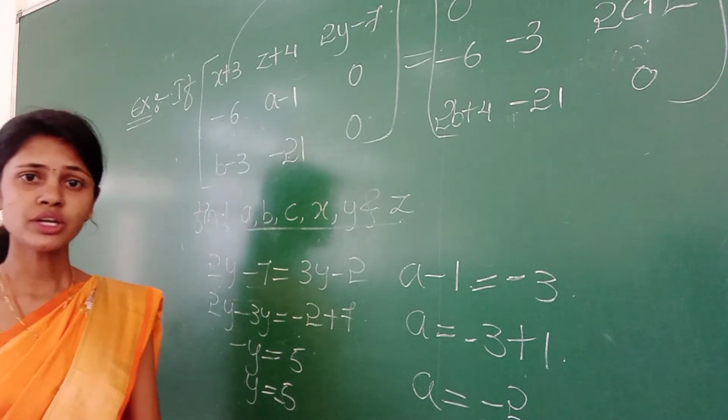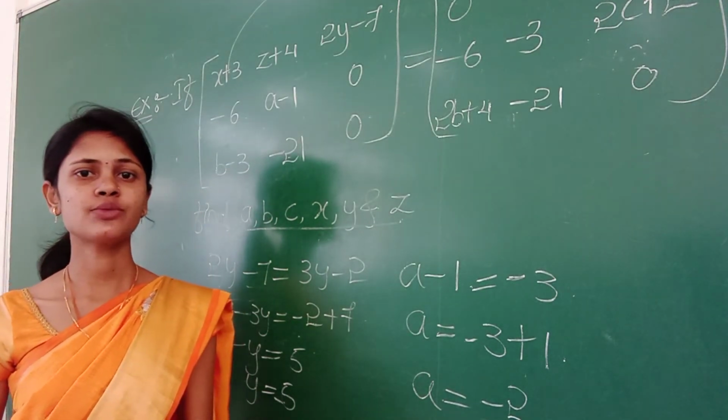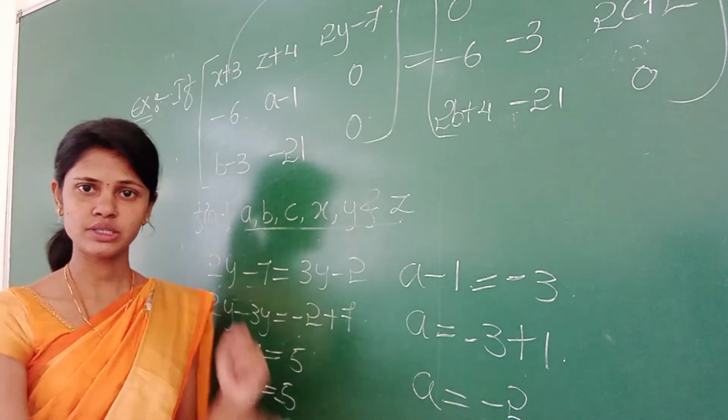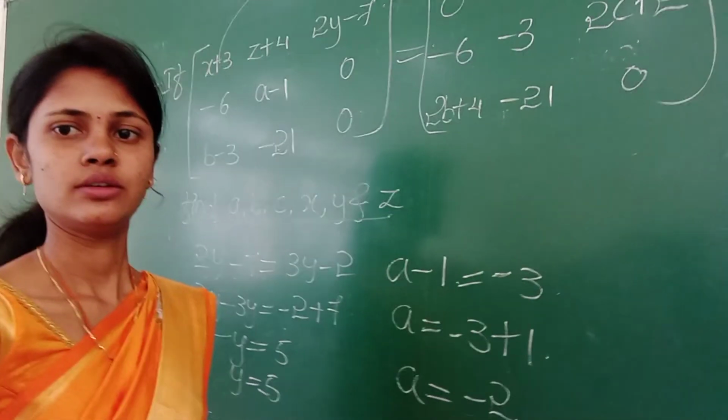That is, we take corresponding elements from the two matrices and find out the values of a, b, c and x, y, z.